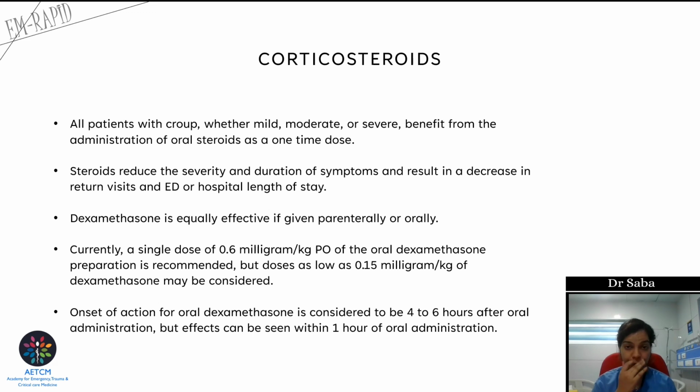So talking about the corticosteroids, all patients with croup, whether mild, moderate, or severe, will benefit from oral steroids, which is why oral dexamethasone is given in mild to moderate croup. And if the child is in a severe state, then IV dexamethasone is what is tried. It reduces the severity and duration of symptoms because it curbs the inflammation that has led to airway edema and obstruction. A single dose of 0.6 milligram per kg orally is what is recommended, but doses as low as 0.15 milligram per kg can also be tried.